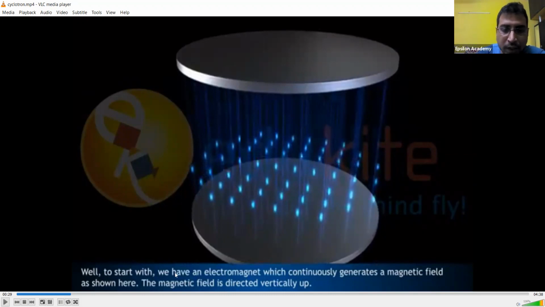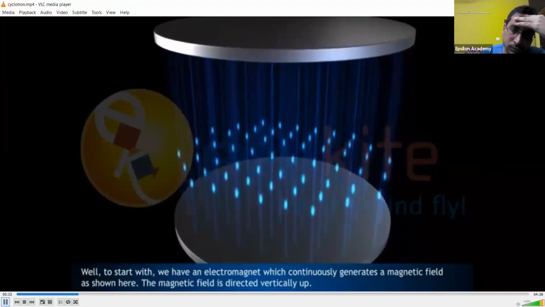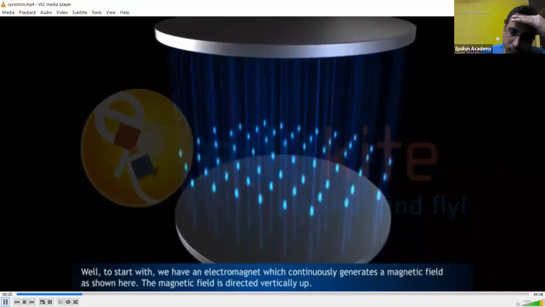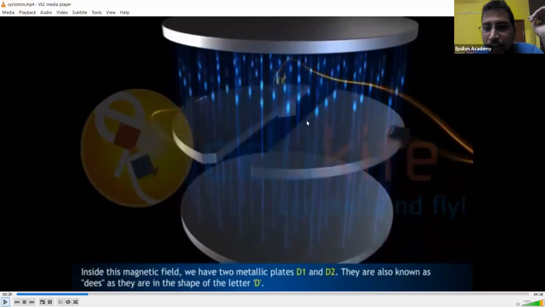Okay, so here they are saying we have an electromagnet which continuously generates a magnetic field as shown here. The magnetic field is directed vertically up, going from the bottom to the top. In this region of magnetic field, they will place two other metallic plates which take the shape of D. If you have the textbook or PDF version of it, please have a look at it.